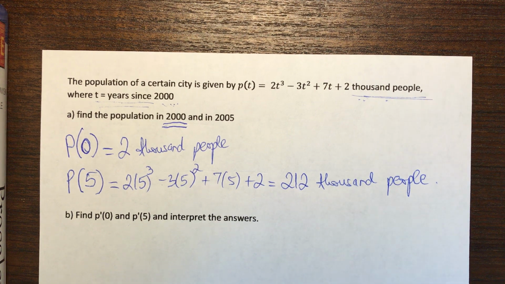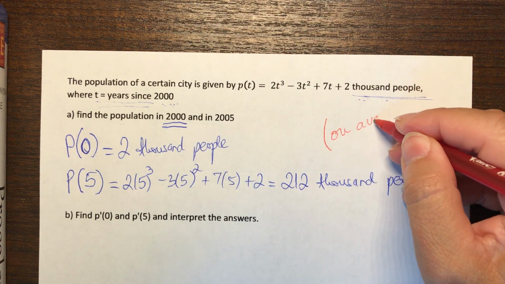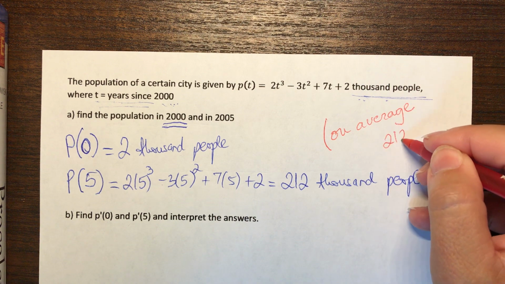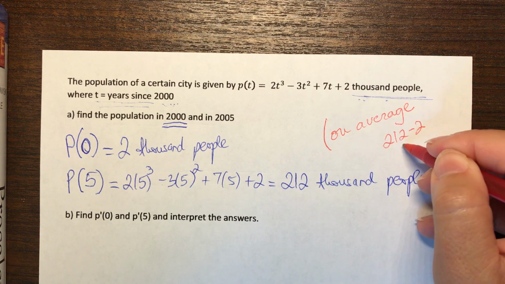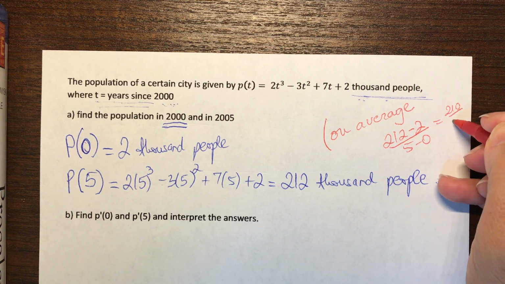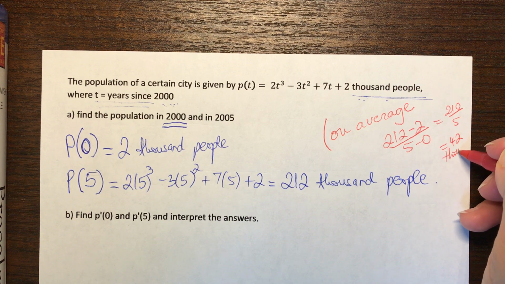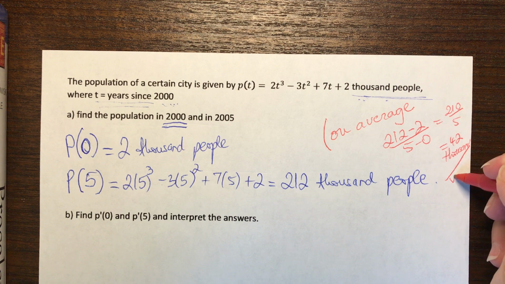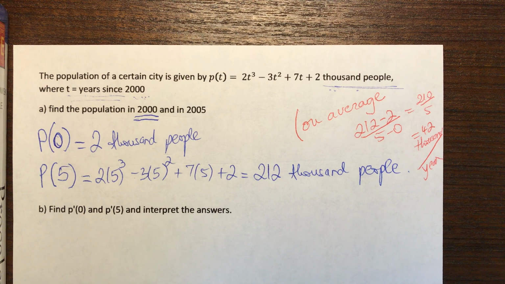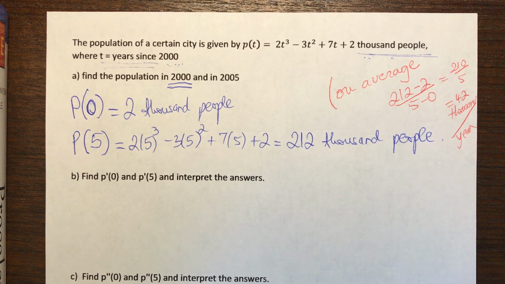Let me grab a different pencil. On average, your population is increasing by how much? 212 minus 2 over 5 minus 0, it's 210 divided by 5, which is about 42,000 people per year, right? Okay. All right. So let's see if that might give us any clues for later.